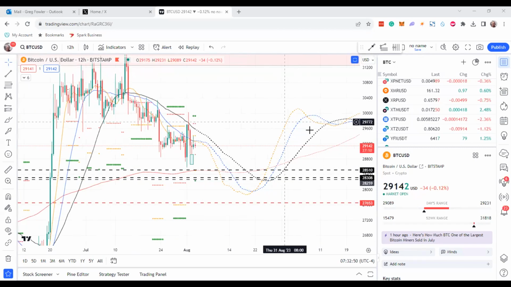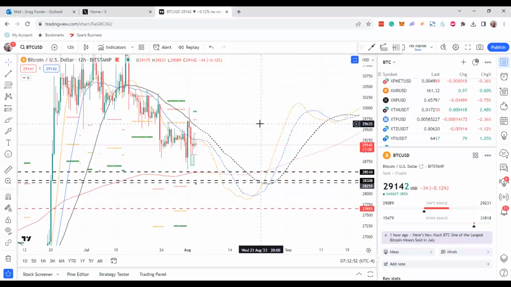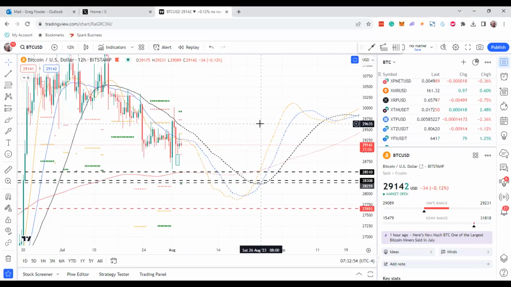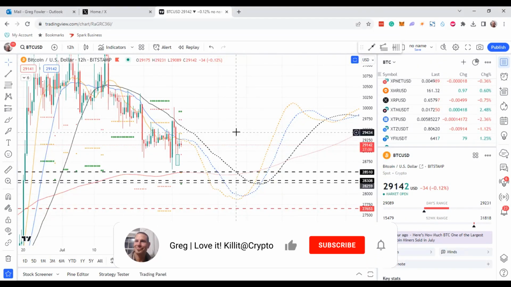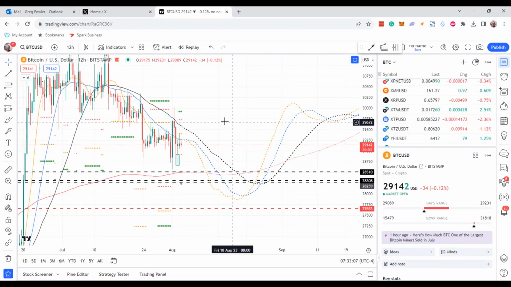I'm Greg. I'm going to go over Bitcoin and this 12-hour chart right now. Algos, most all the algos still projecting downside, guys, going into the end of the month. It looks like middle of the month, 16th of August, somewhere around there, 15th, 16th August, going to be trending down. You see the algo up here.